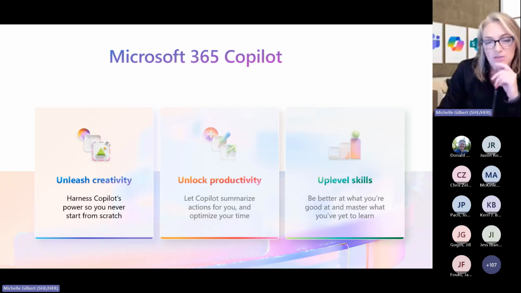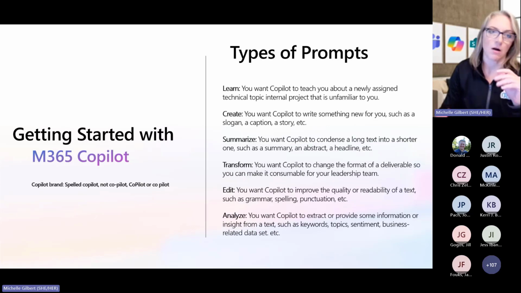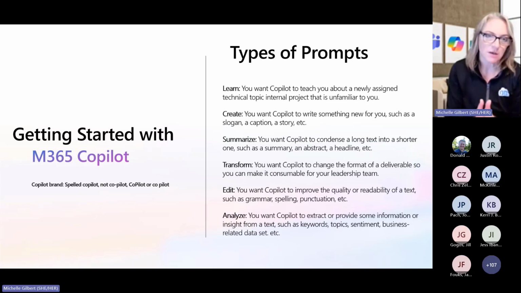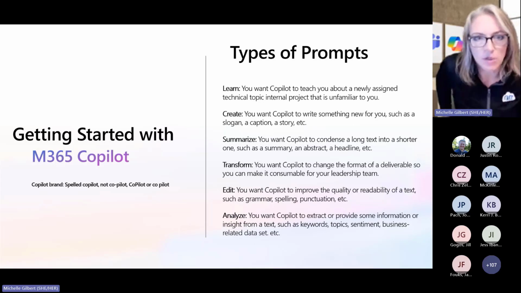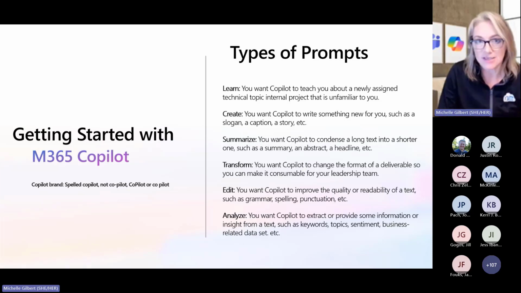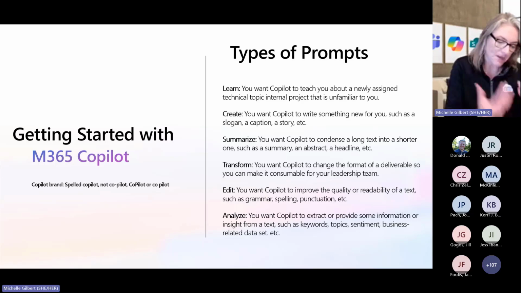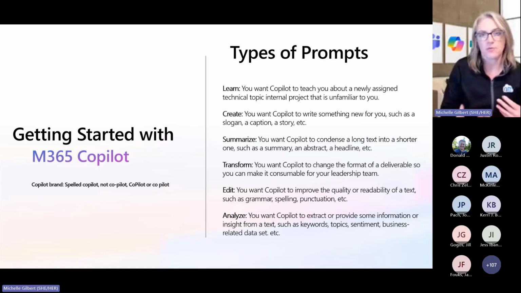But what we're thinking about as far as types of prompts, when you get started with M365 Copilot, are these core ones. The first one is learn. You want Copilot to teach you about something, a new topic like semantic index, and you can say, what is semantic index? What is semantic index versus keyword index? Explain it to me as if I were a child or a 5th grader. You can have it get more technical for you as well.